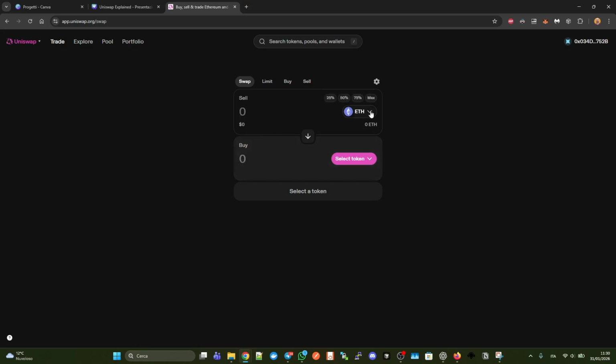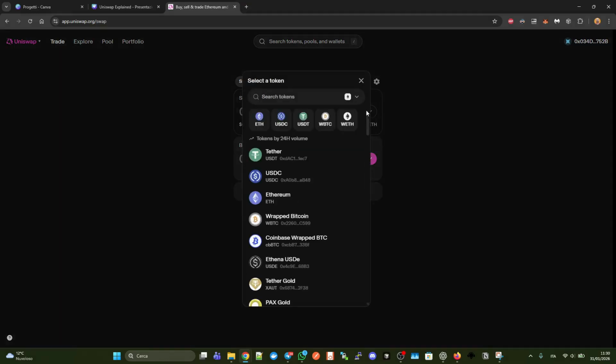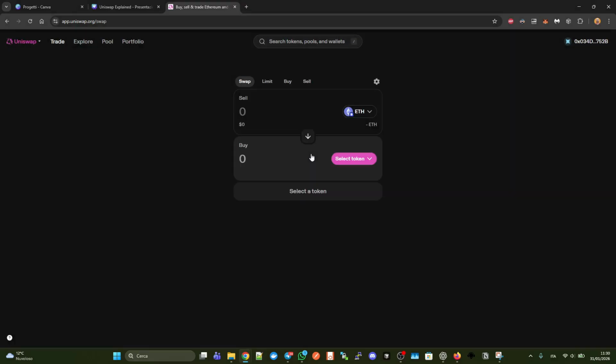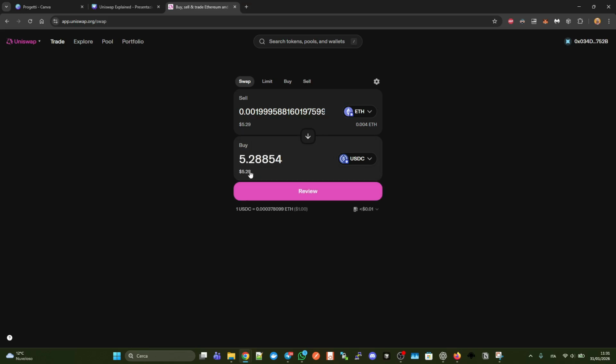USDC. So here I can select the chain, in this case Base. So I pay less fee because my tokens are on Base. This is Base Ethereum. Select. I put here, for example, 50%, so $5 worth of it, and I want to swap to USDC. Okay, so it will give me $5 of USDC.